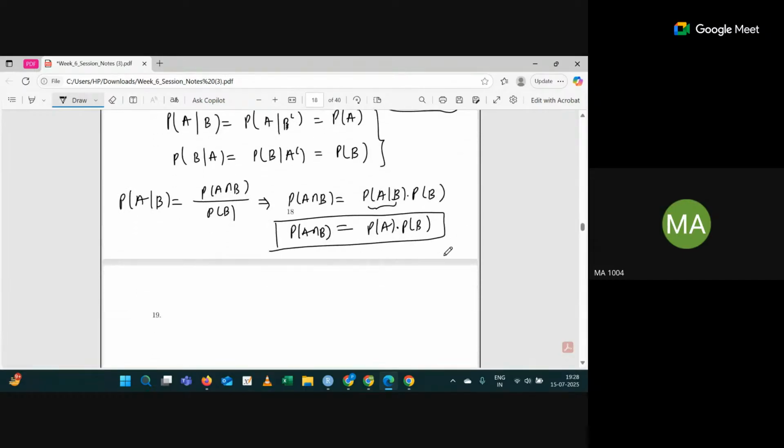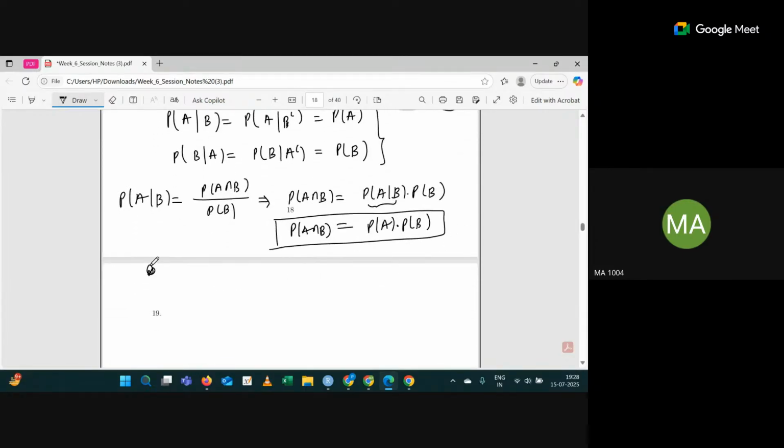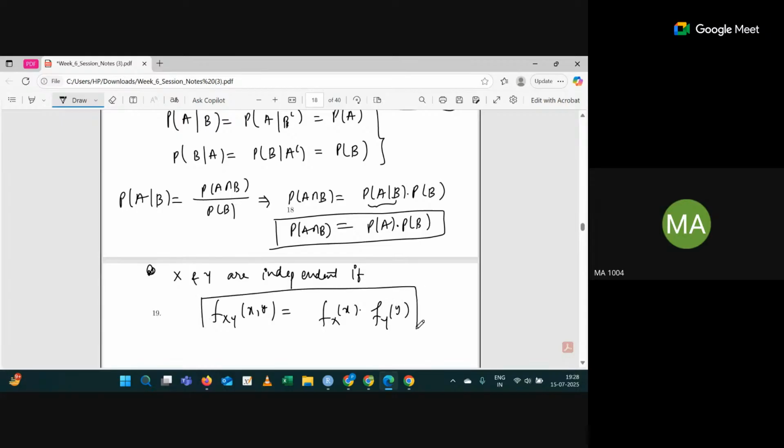Now, this is in terms of events. If I talk in terms of random variables, random variables X and Y are independent if the joint PMF f(x, y) is equal to the product of their marginals, that is, the joint density is equal to the product of their marginal densities. Are you able to relate these two?